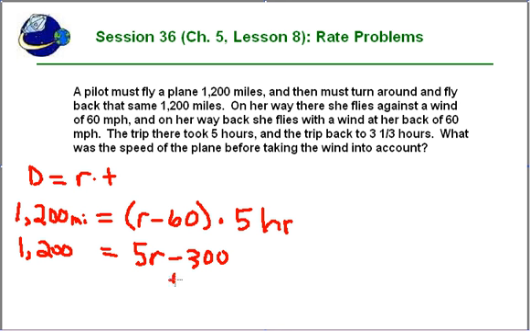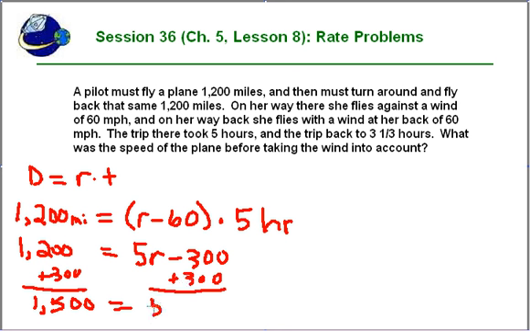Well, if I add 300 to the right side, I also have to turn around and add 300 to the left side. Well, what is 1200 plus 300? Here on the left side, it's 1500. On the right-hand side, what is 5r minus 300 plus 300? Well, the minus 300 and plus 300 cancel out to 0. 5r minus 0 is just simply 5r.